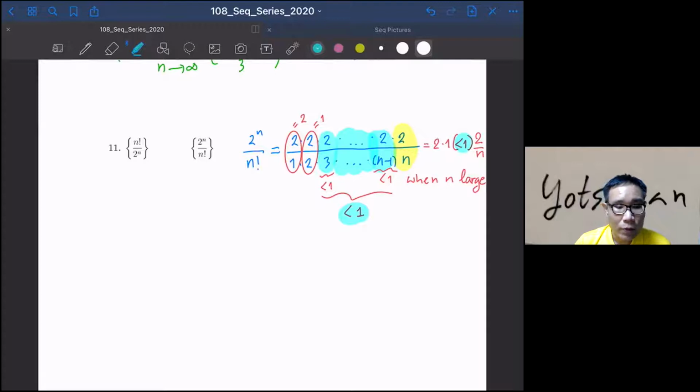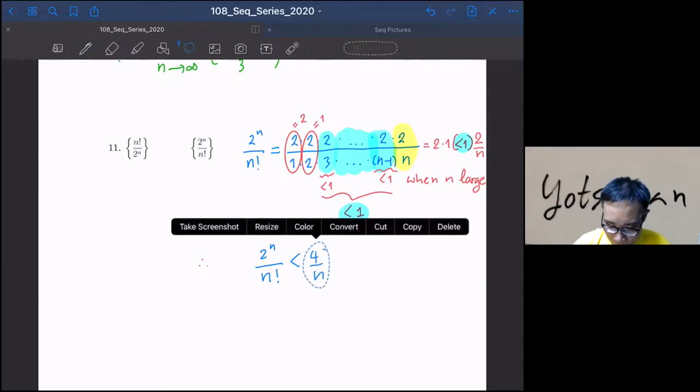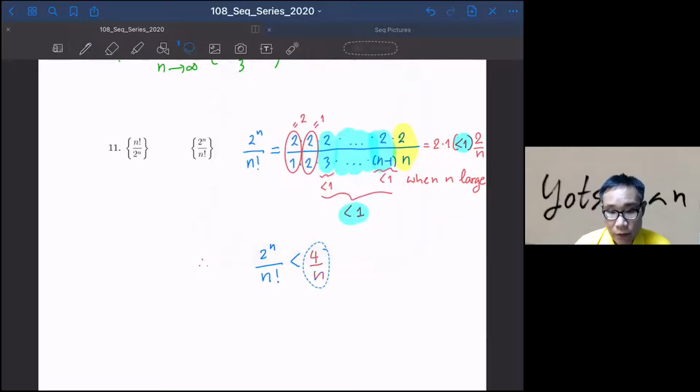And for this one, you see that you can have 2 to the n over n factorial less than 4 over n. So it's going to be smaller than 4 over n. And this one is positive, so it will be more than 0.